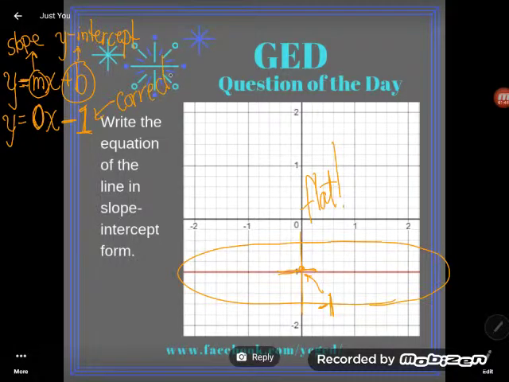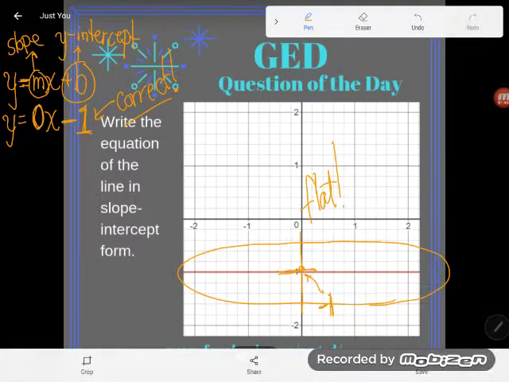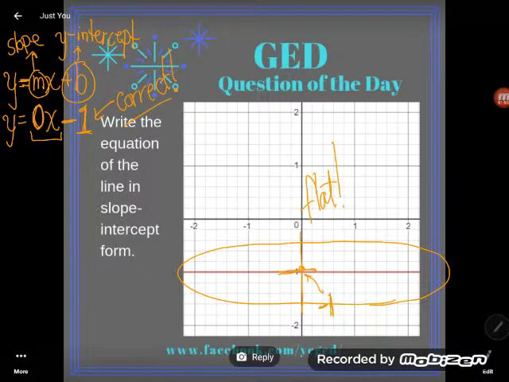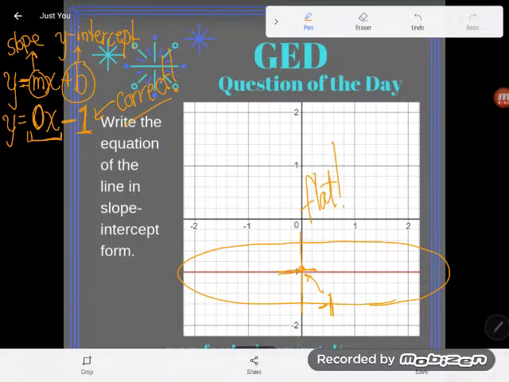It won't look like this on your GED because mathematicians know that they always give all their answers simplified, and this is math we can simplify. I can do the math as 0 times x. Now you might say, Kate, I don't know what x is, so how can I multiply 0 times x? You can do it because you know what 0 does when you're multiplying. Let me show you what I mean.